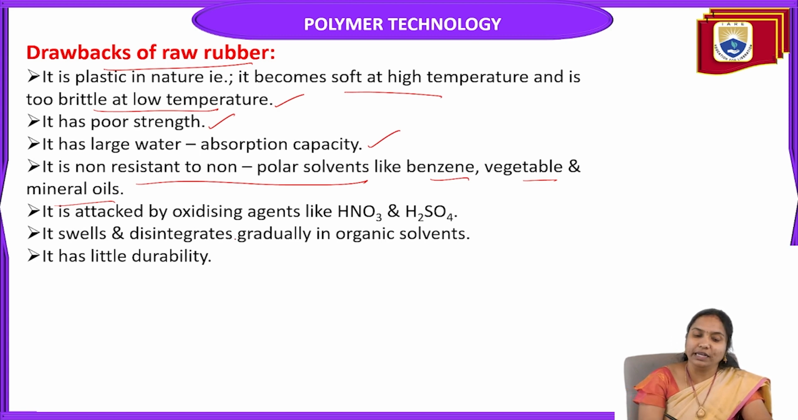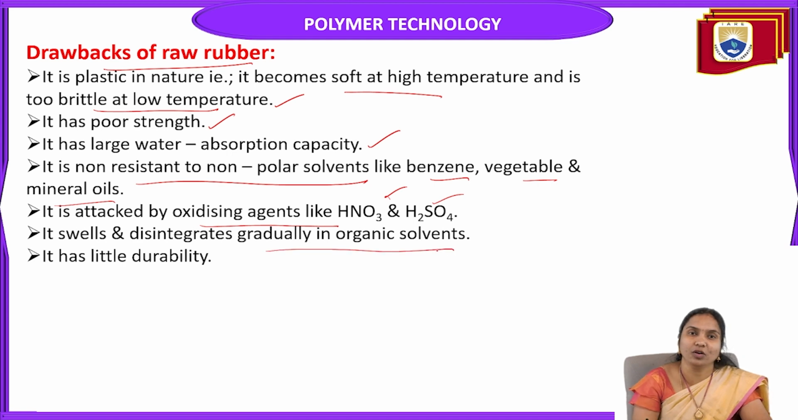And it is attacked by oxidizing agents like nitric acid and sulfuric acid, and it swells and disintegrates gradually in organic solvents. And it has little durability. So these are the main drawbacks of natural rubber, and we enhance all these properties of natural rubber by using the vulcanization method.